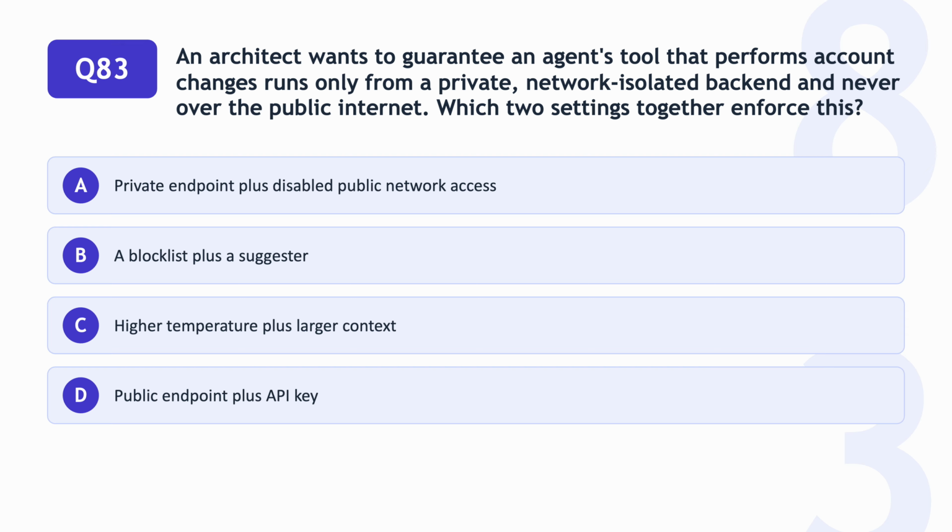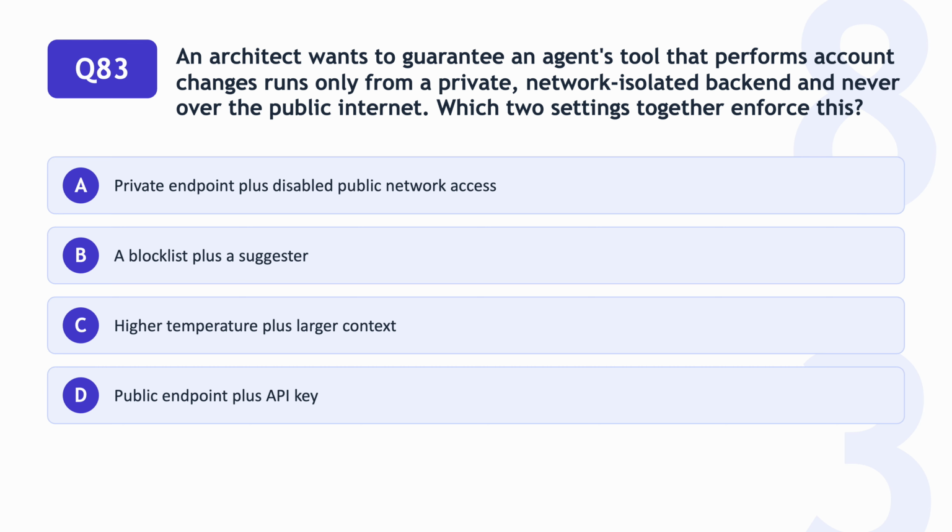Question 83. An architect wants to guarantee an agent's tool that performs account changes runs only from a private, network-isolated backend and never over the public internet. Which two settings together enforce this? A. Private endpoint plus disabled public network access.